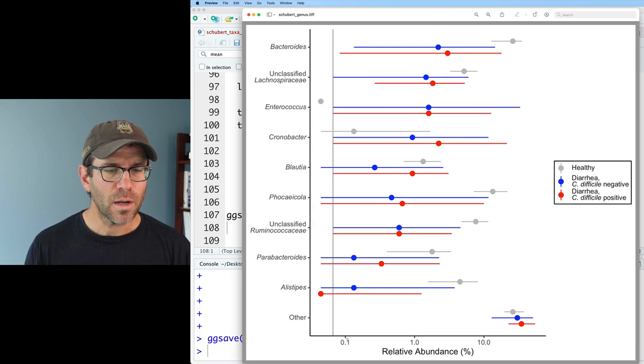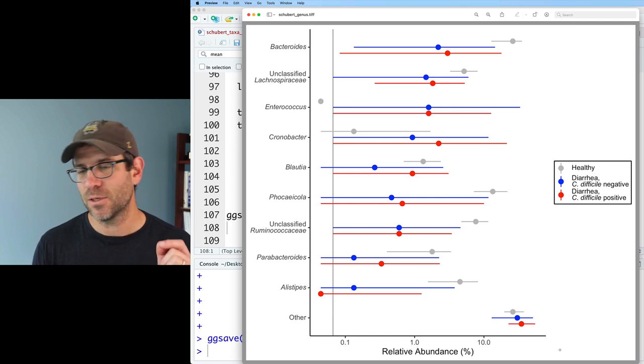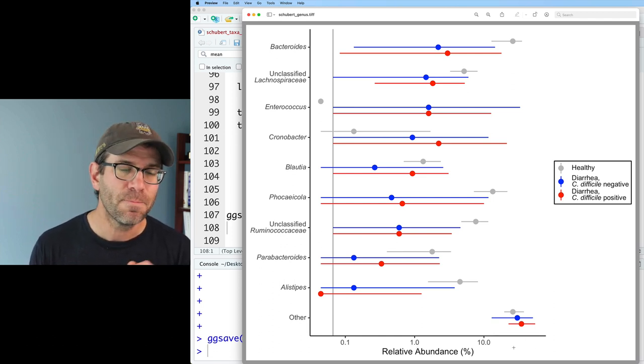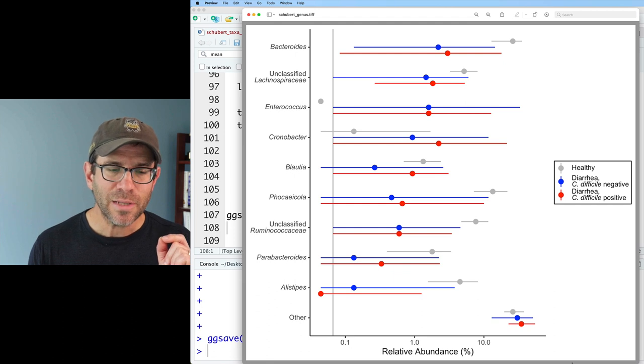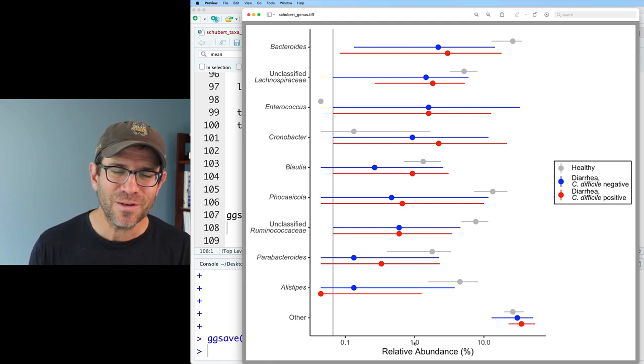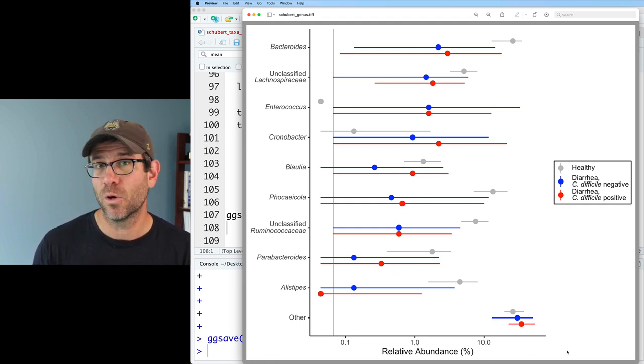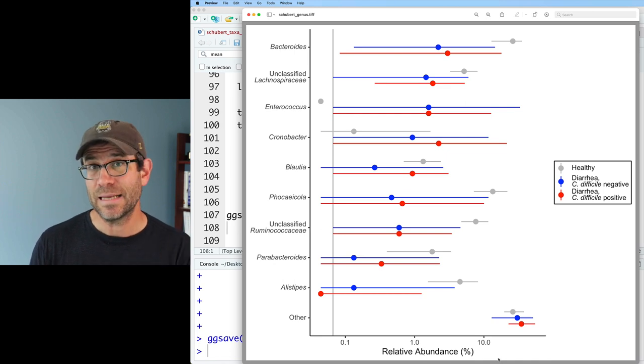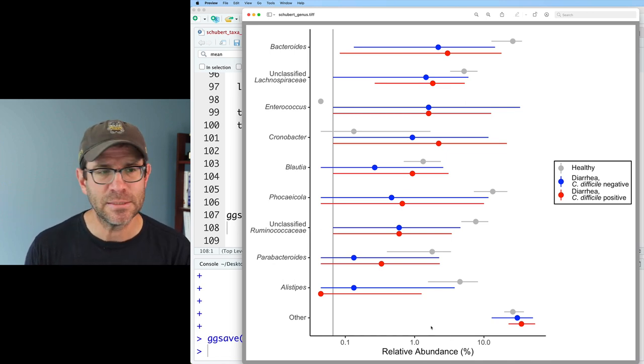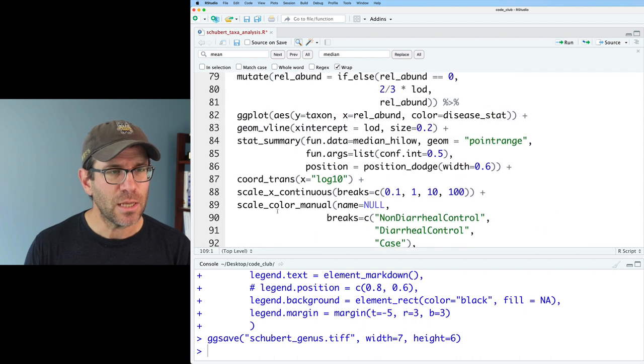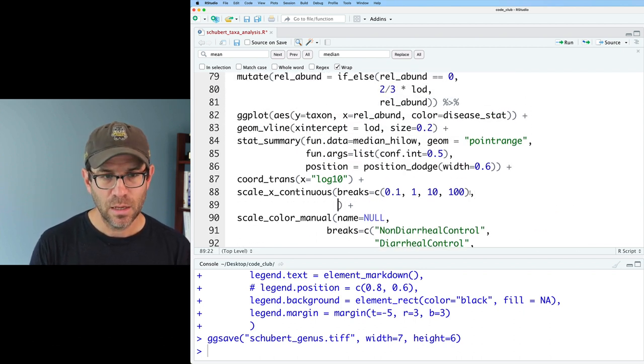Okay. One other thing that I don't like about this is that on the x-axis, these labels are 0.1, 1.0, 10.0, and 100. Or actually, I don't have 100. And I would like to have the 100. And I don't want this to be 1.0 or 10.0 or 100.0. I want it to be 1, 10, 100. I don't want that trailing 0.0. Again, I mentioned that with coord_trans, we can use scale_x_continuous to stylize the appearance of our x-axis.